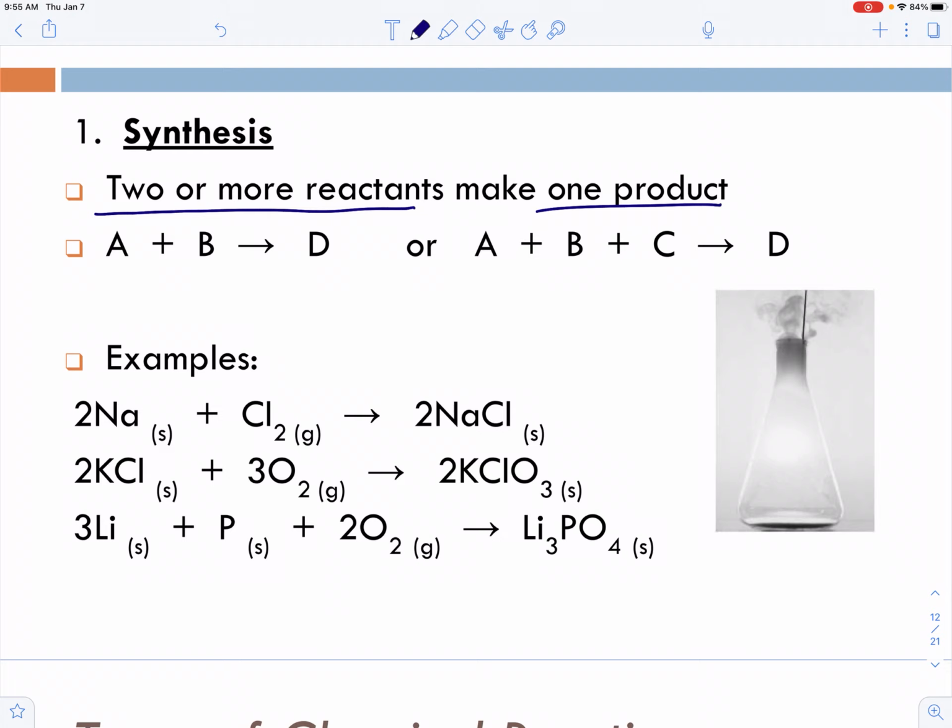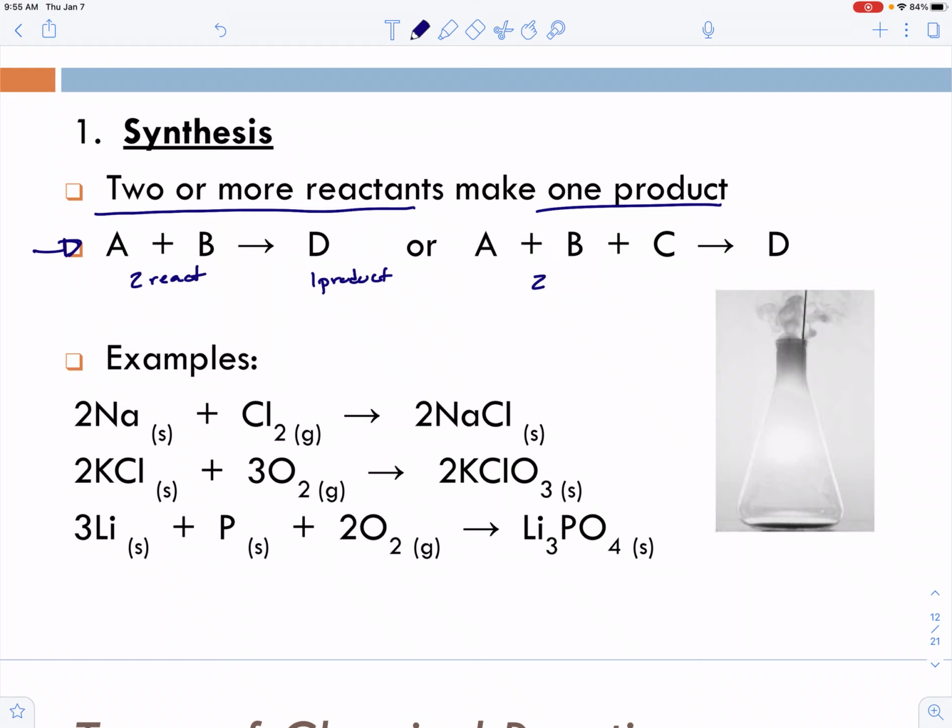So these are some generically written chemical equations, just to give you the format. You could have A plus B, so 2 reactants in this case, producing one product. Basically they're coming together and forming one larger compound. Or you could have more than that. You could have 2 or more.